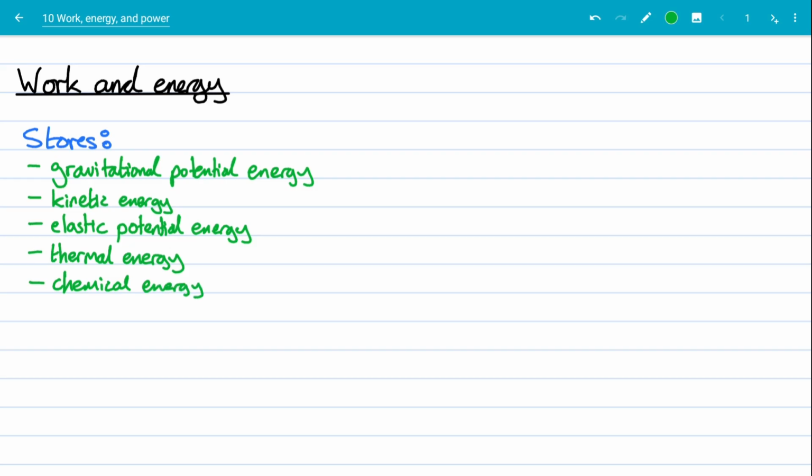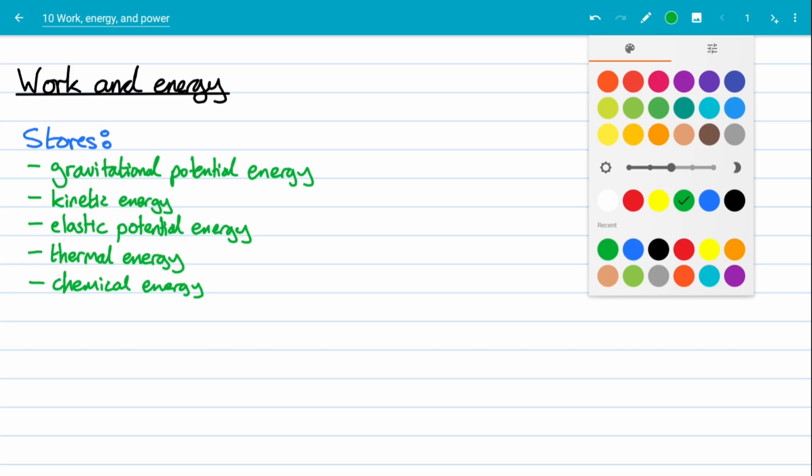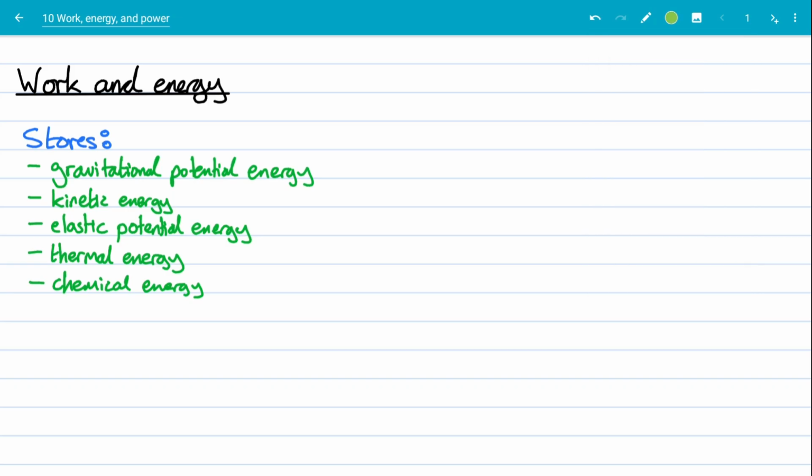Now there are others we can add to this list. We could add to this list the idea of electric potential energy. And we'll be dealing with that in year 13. We could add to this list the idea of nuclear potential energy. I guess I'll call it that for want of a better word. The energy stored in the nucleus of atoms due to the strong nuclear force.